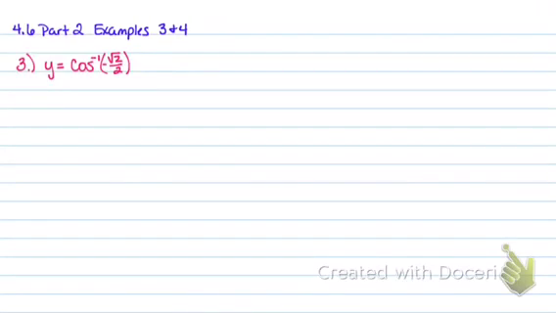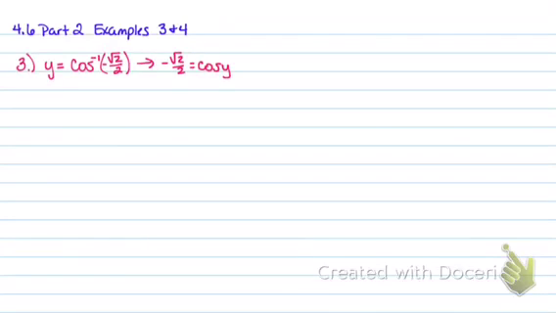So moving on, we're still in part 2, but we're going to look at examples 3 and 4. Example 3 says to find the exact value of y equals the inverse cosine of negative square root of 2 over 2. All right, so let's take the inverse of it. That means that negative square root of 2 over 2 is equal to cosine of y.